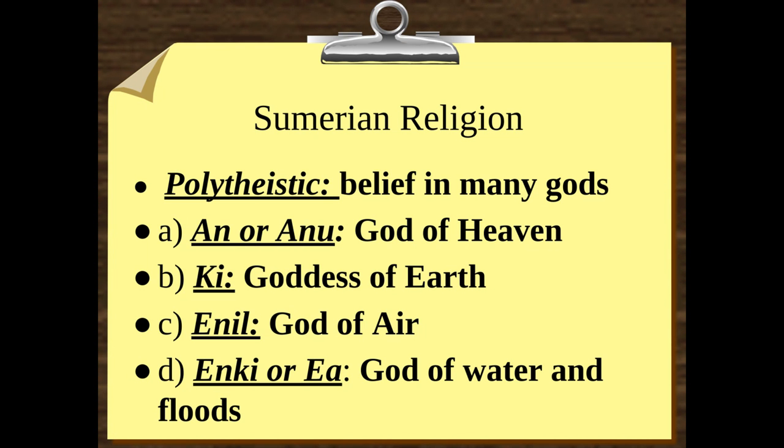Every culture has a creation story. For the Sumerians, their creation story began with the utterance of one word, and initially there was a primordial sea. That sea gave birth to An, or Anu, and Ki, the god of heaven and the goddess of earth. They are, as in many cultures, brother and sister as well as husband and wife.